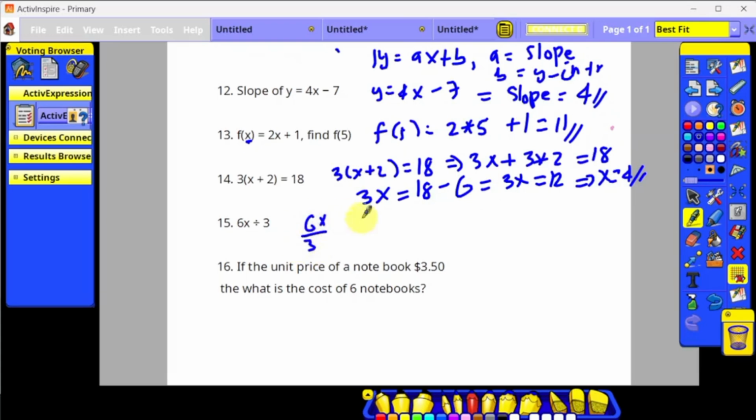So divide by 3 by 3, so it becomes 2x. The simplified form of 6x divided by 3 is 2x.